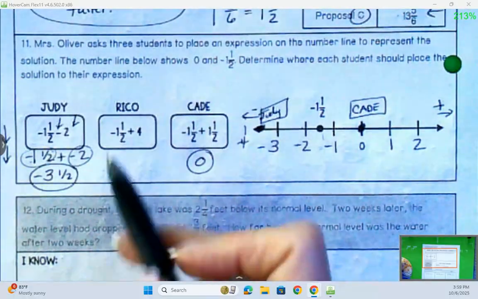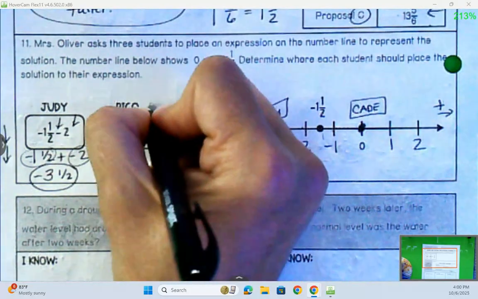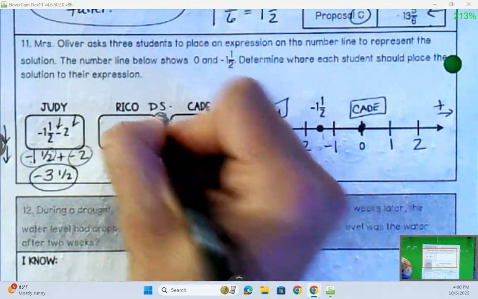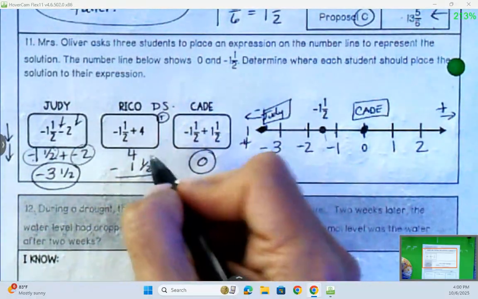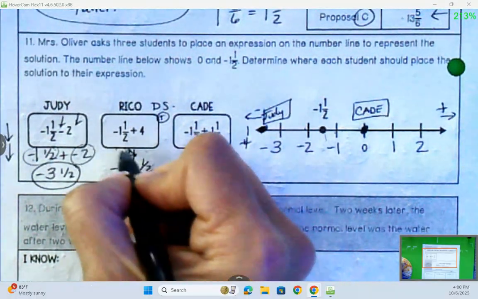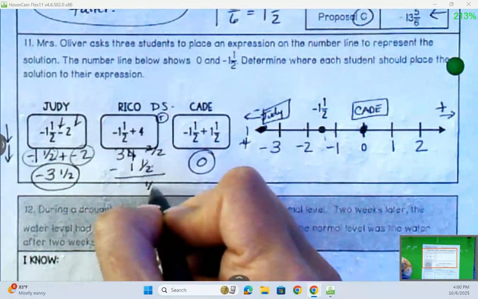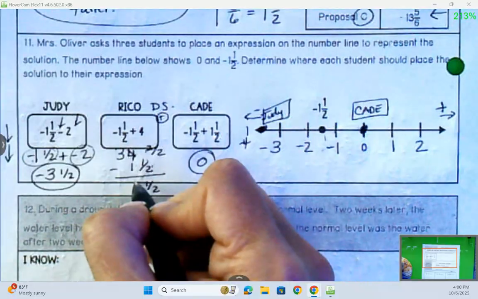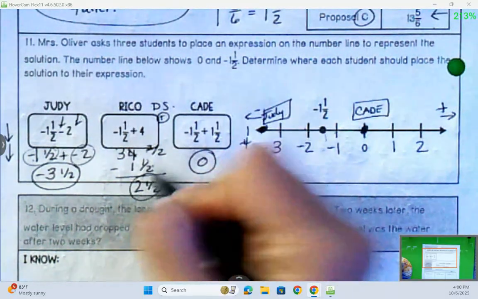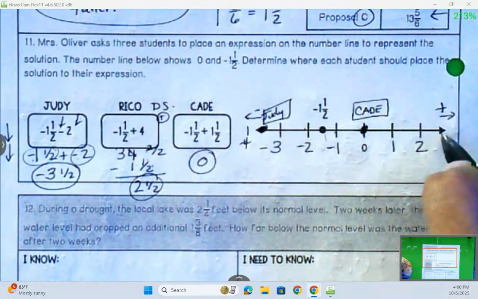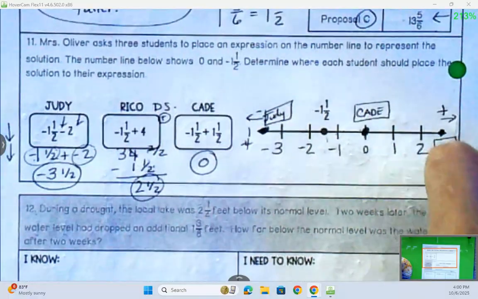And then we have Rico. This says negative 1.5 plus 4. We know different signs subtract, and we have more positives. So we're going to have 4 minus 1.5. Well, we have nothing to subtract the fractional part there, so that's going to become 3 and 2/2. 2/2 minus 1/2 is 1/2, and 3 minus 1 is 2. So looking at our scale for positive 2.5, here's positive 2, so 2.5 would be out here. So this would be Rico.